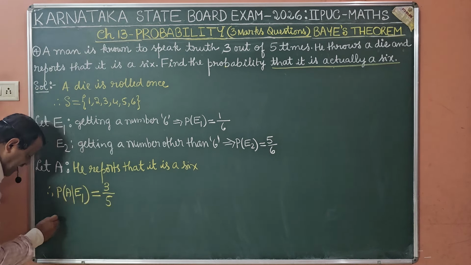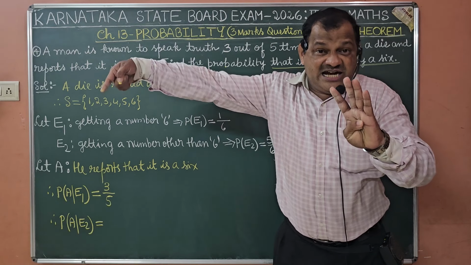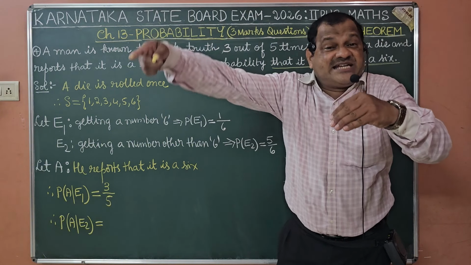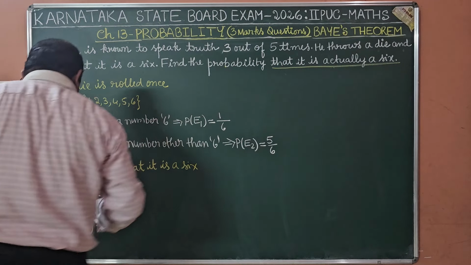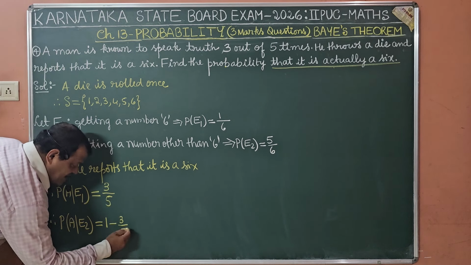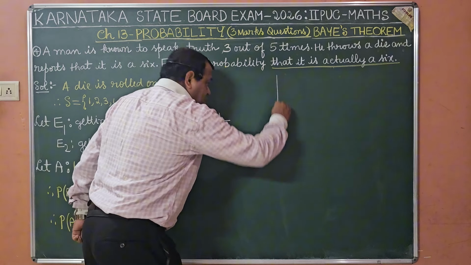But what is the probability of A given E2? E2 is the event of getting a number, not 6, meaning getting either 1 or 2 or 3 or 4 or 5. But he reported that it is a 6. That means he is speaking lies. Understand? He didn't get number 6, but he says it is 6, so it is a lie. So it is 1 minus the probability of speaking truth, 1 minus 3 by 5, which is 2 by 5.